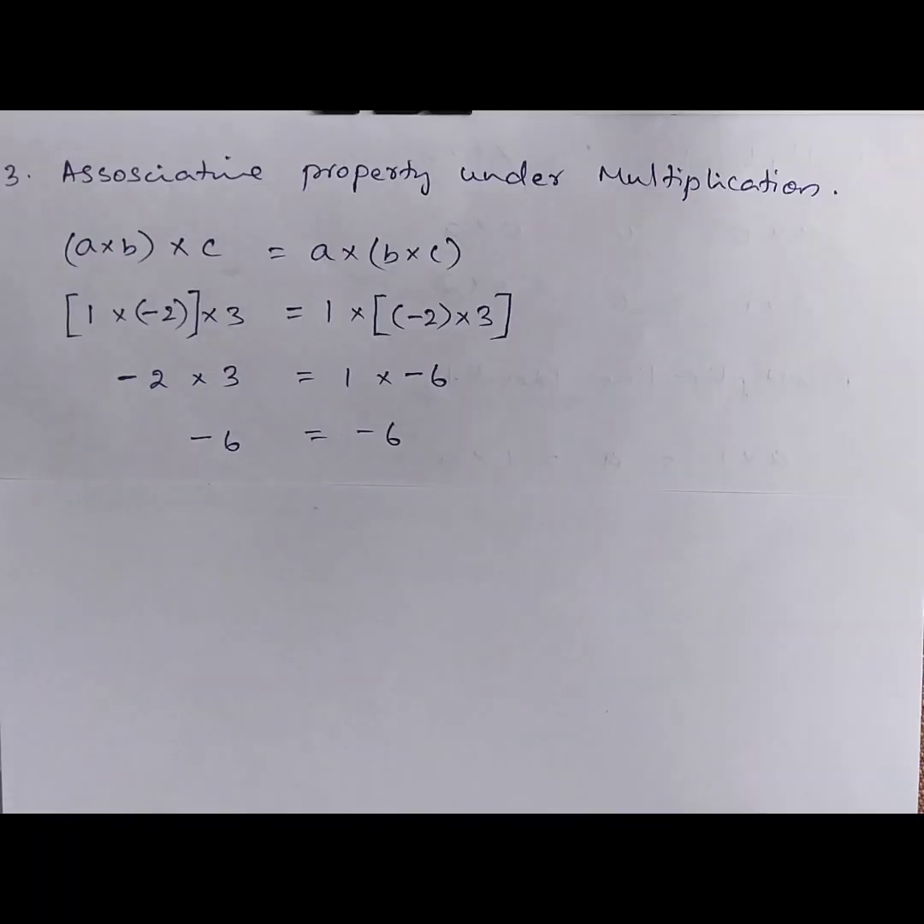Next property we are going to see is the associative property under multiplication. The formula is a into (b into c) is equal to (a into b) into c. We are taking 1, -2 and -3 in the places of a, b and c. On the left hand side, the answer we are getting is -6. On the right hand side also, the answer is -6. So, multiplication is associative for integers.